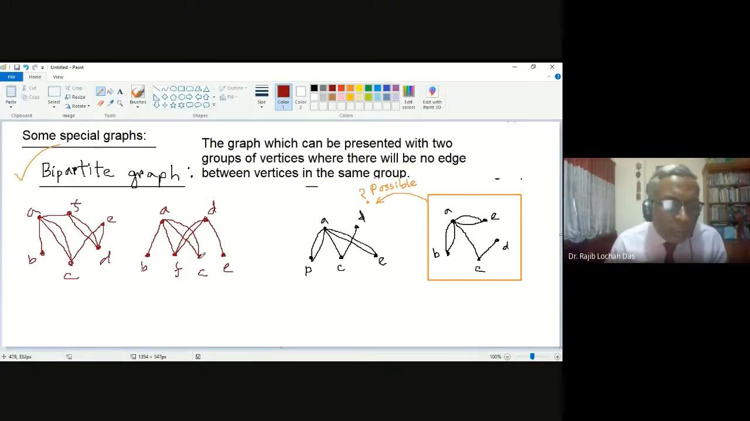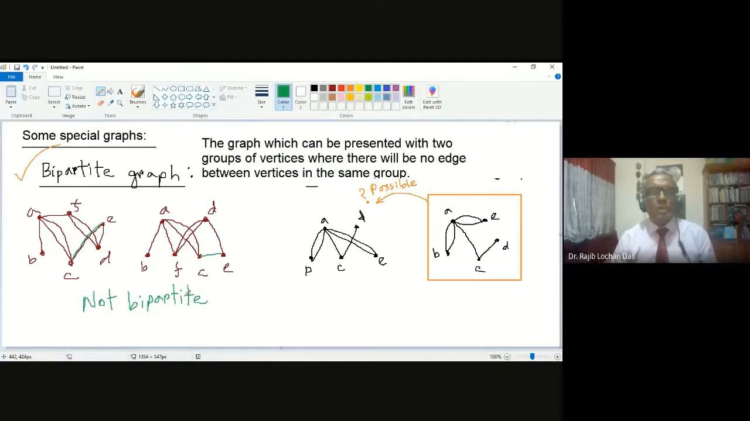You have 2 connections with A, and 1 connection with E. So this is a problem, right? You have to give this because C and E are connected. Just because of this line, it is not bipartite. So that is how you can check whether a graph is bipartite or not. I mean, whether 2-group separation is possible or not.